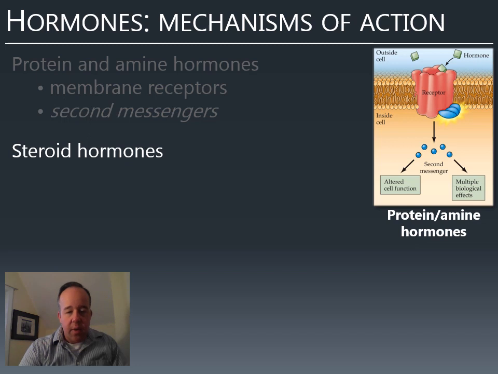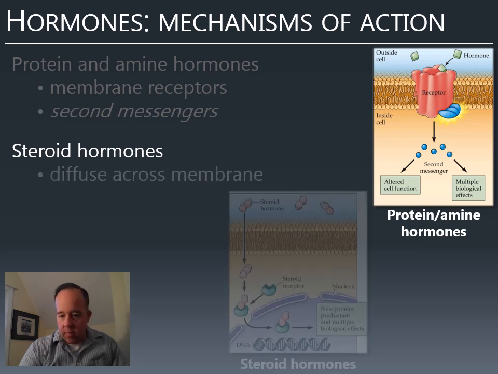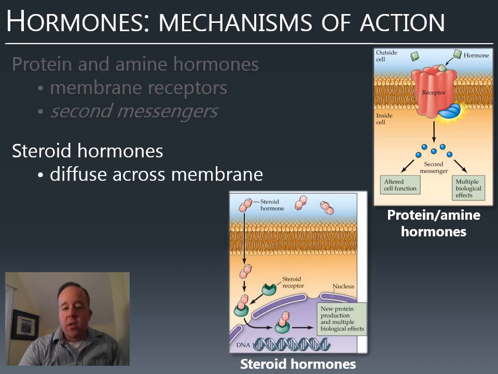Steroid hormones, as I mentioned, are made from cholesterol. And steroid hormones can go right through the membrane. They don't need receptors outside. They don't need to be receptors embedded in the cell membrane because the steroid hormones can go right through. That wall might as well not be there.